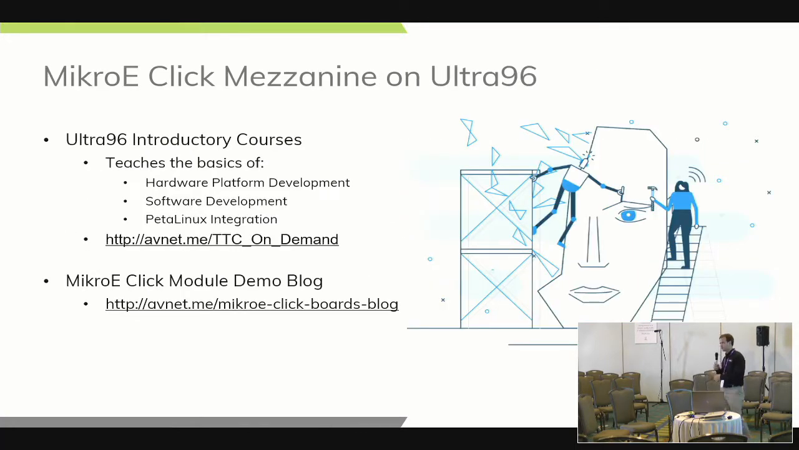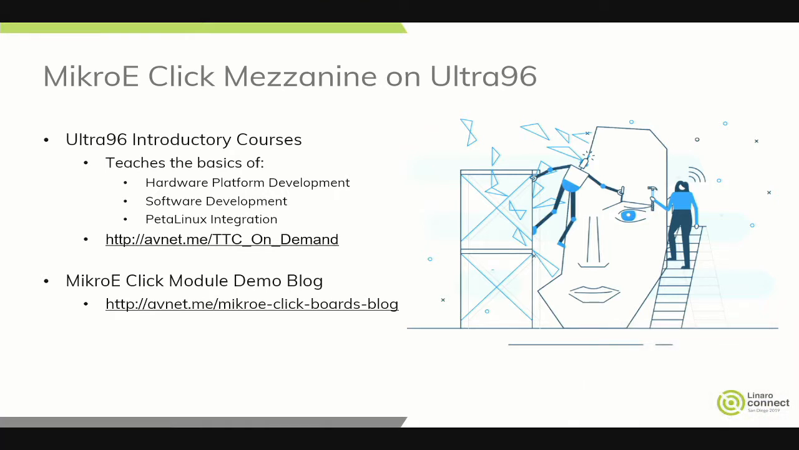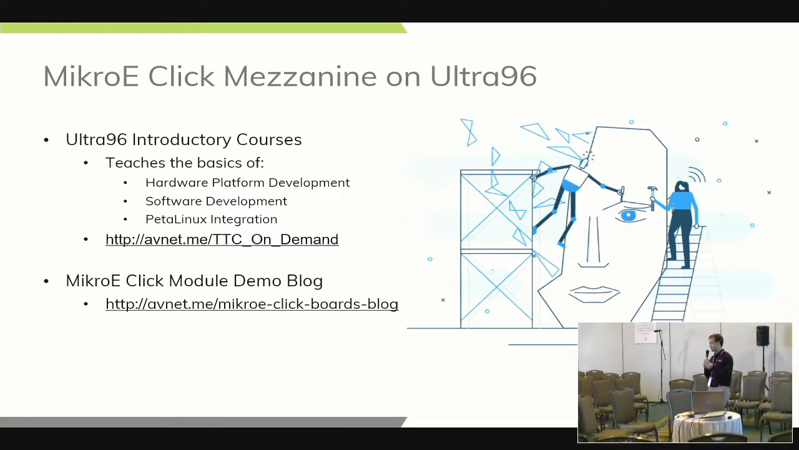Alrighty. Most of our development has been around Ultra 96, so I wanted to talk about how we enable the Click Mezzanine and Click boards on Ultra 96. Avnet offers 3 introductory courses to Ultra 96 v2, targeted towards the Click Mezzanine hardware as well. The first course is a hardware course, in which you go through the Xilinx FPGA development flow and enable all the Click Mezzanine interfaces. You'll enable your SPI, I2C, and UART, as well as configure the SoC. After that, you'll have all your interfaces available when you go to do your software development.